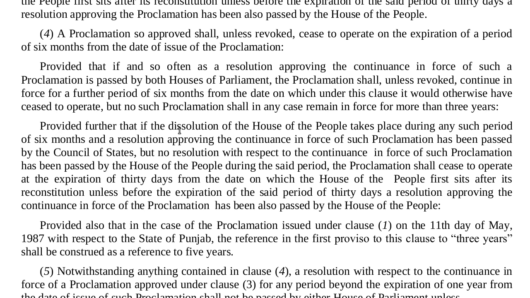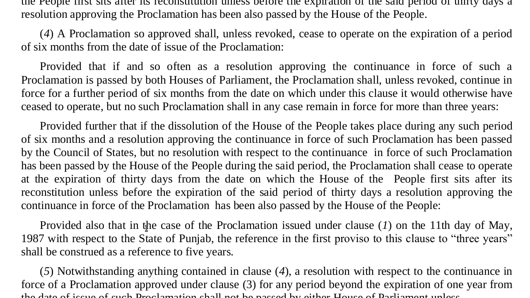Provided further that if the dissolution of the House of the People takes place during any such period of 6 months and a resolution approving the continuance in force of such proclamation has been passed by the Council of State, but no resolution with respect to the continuance in force of such proclamation has been passed by the House of the People during the said period, the proclamation shall cease to operate at the expiration of 30 days from the date on which the House of the People first sits after its reconstitution, unless before the expiration of the said period of 30 days a resolution approving the continuance in force of the proclamation has also been passed by the House of the People.